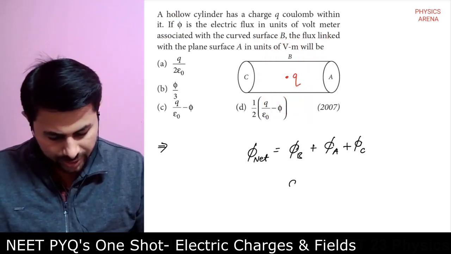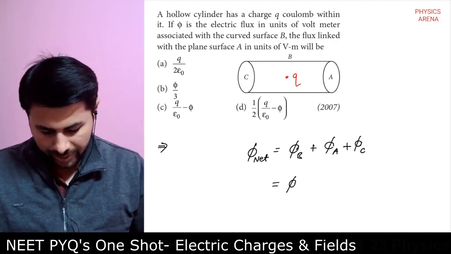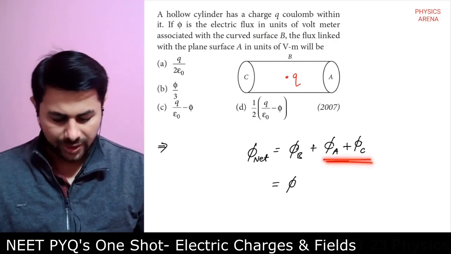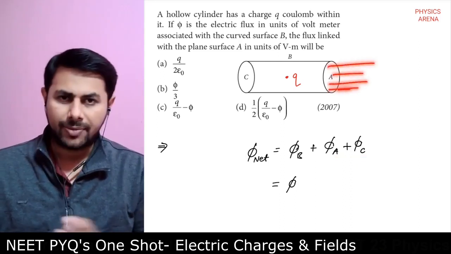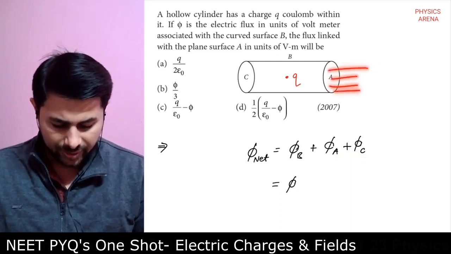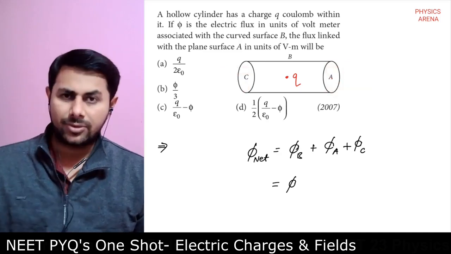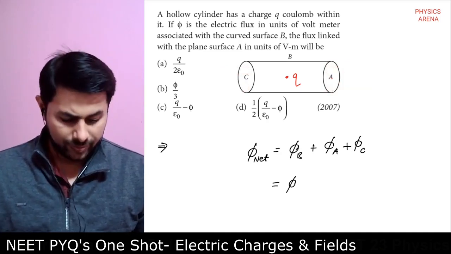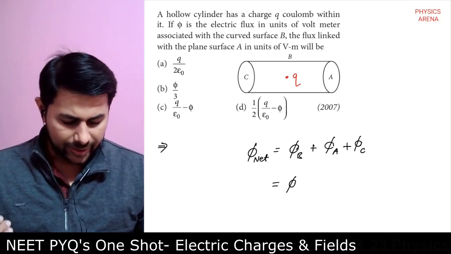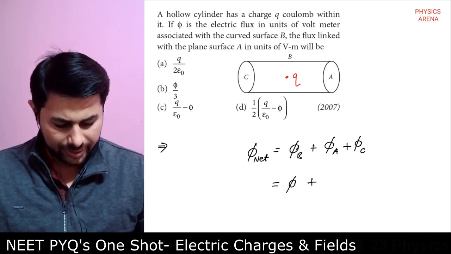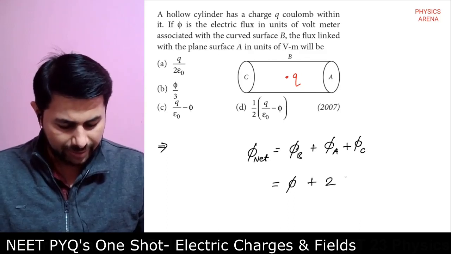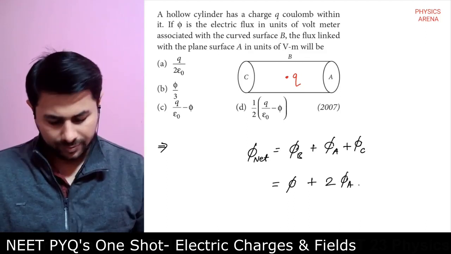So this is phi, and flux through A and flux through C will be equal, right? Whatever number of field lines pass through this surface, the same number of field lines will pass through the surface C also. Okay, so we can say that phi C is equal to phi A, right? So this we can write as 2 times phi A.